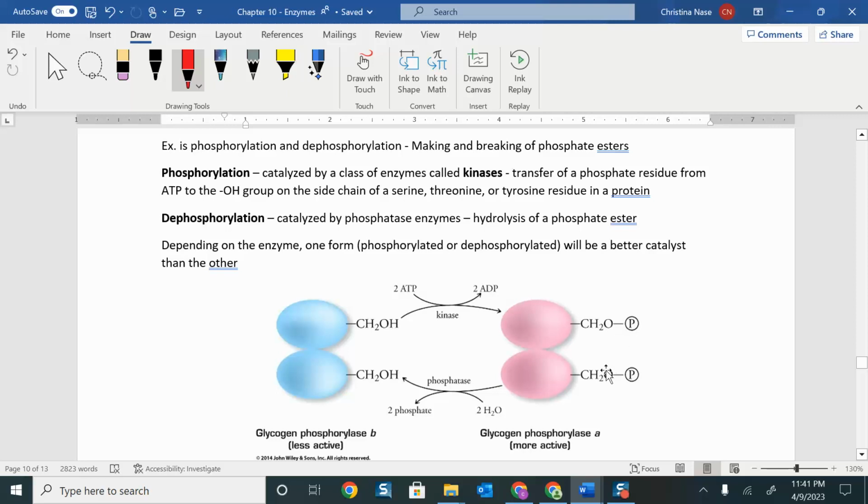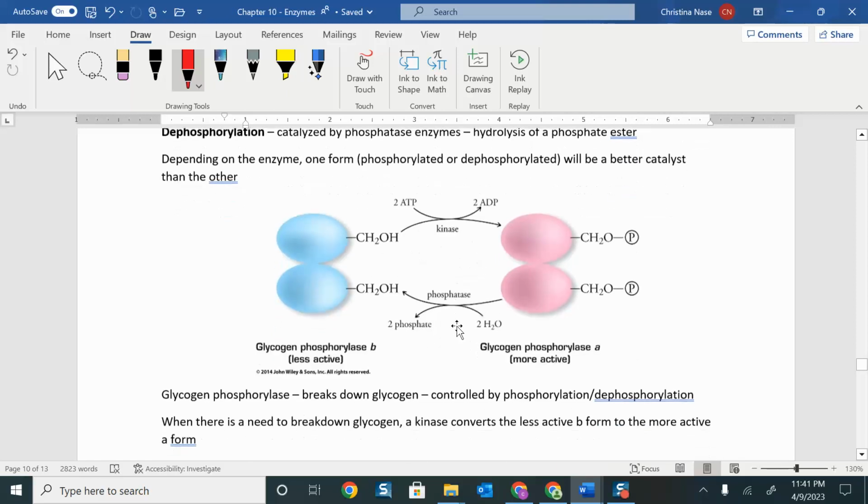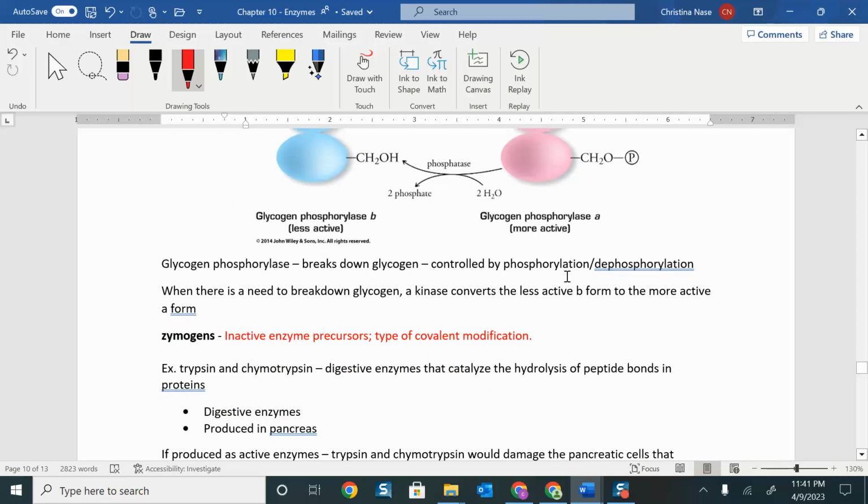When you no longer need it to be active, then you can remove this phosphate group and you can turn it into the less active form. So that dephosphorylation happens by the phosphatase enzyme, and that's a hydrolysis of this phosphate ester. So the kinase is coupled with ATP, so you're going to get some of that energy from the ATP, get that phosphate group over there, add it onto this enzyme, and then you can break it down to form the less active form. I think that's all that's saying there.